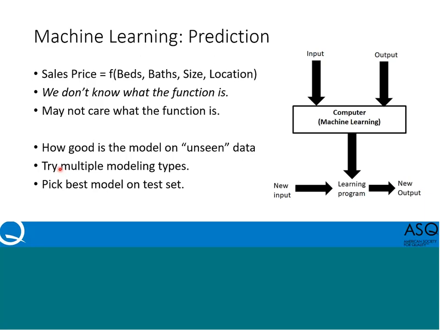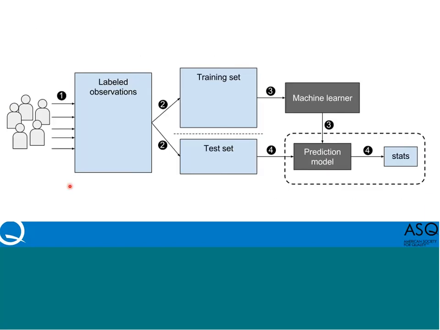Now, the regression model that I shared on the previous slide may be one of many types of models that a machine learning engineer tries. And they end up picking the best one on what's known as a test set. So I'm going to move on to this slide and explain with machine learning.